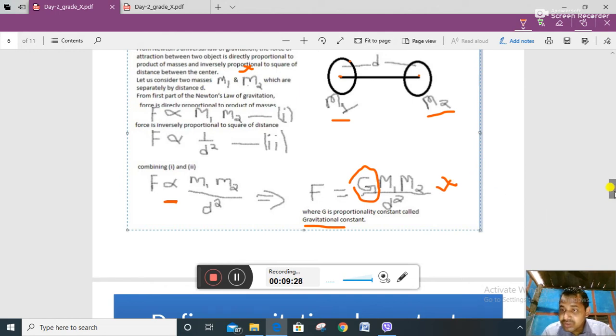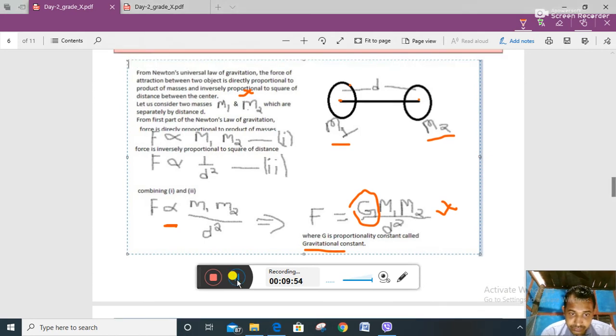Now we have to define this constant. What is the gravitational constant? It is also said to be the universal constant. Why is the gravitational constant called the universal constant? Because it applies all over the universe, not only on the earth, not only on Mars, not only on the sun, but all over the universe. That's why it is called the universal gravitational constant.